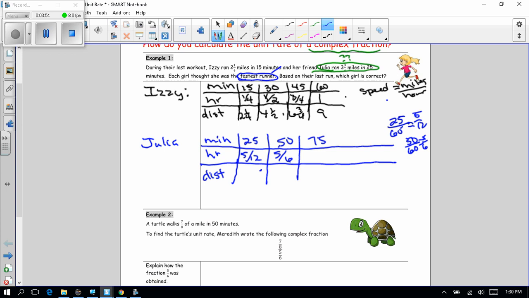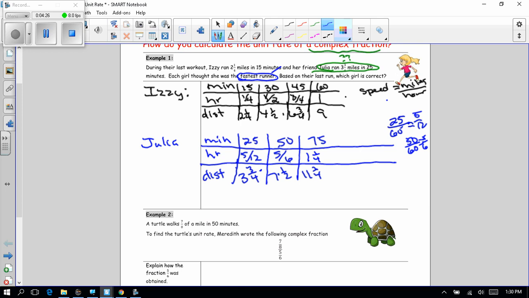75 minutes is actually 1 1/4 of an hour. And it says that she ran 3 3/4 of a mile. Then I double that, and I get 7 1/2 miles. And then I add another, and it's 11 1/4. So I don't know who's fastest yet. Okay, I can't figure that out.